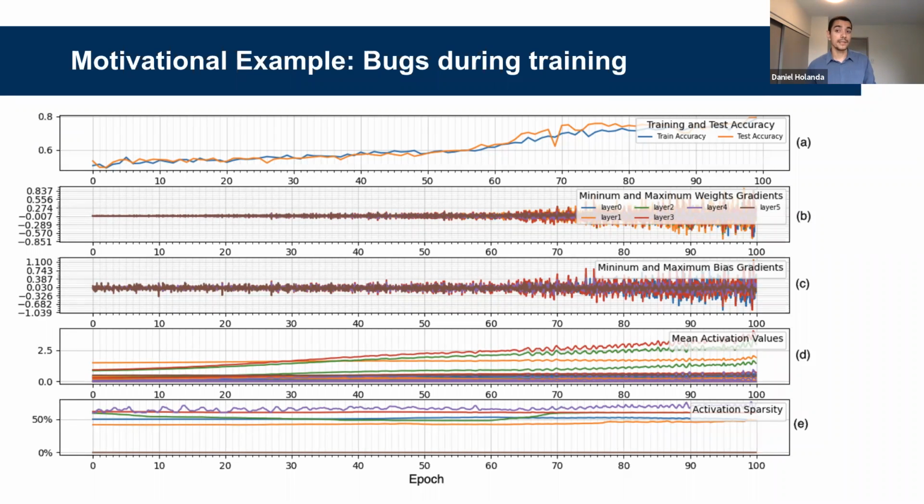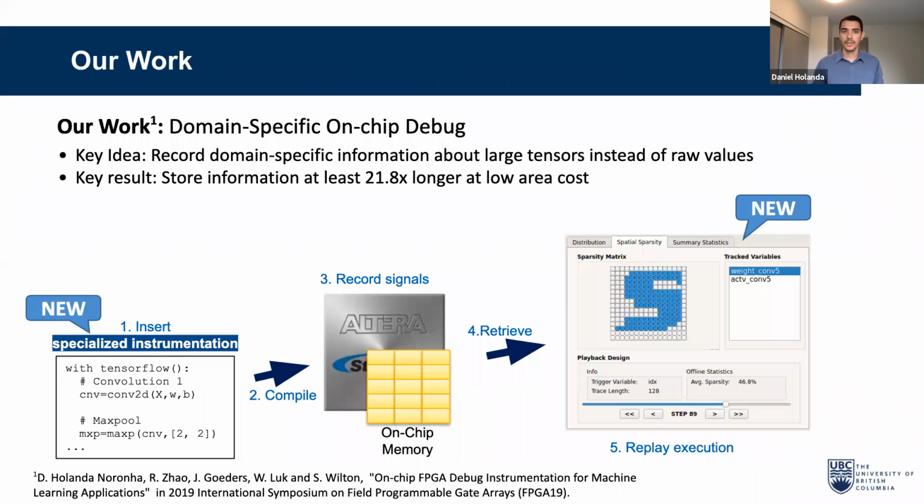So this basically means that we don't necessarily need to trace raw values to understand the behavior of a machine learning circuit or a machine learning model. So what we're proposing here is a little bit different from traditional on-chip debug. The main observation of this work, which we published at FPGA 2019, is that we can use domain-specific characteristics of machine learning circuits to create instruments that maximize utilization of the trace buffer space while still providing information that is meaningful to an engineer.